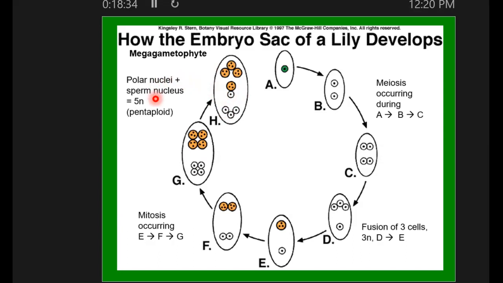You know, so far we've been talking about haploid, diploid. Now we have to get into triploid and, in this case, pentaploid. So that means the endosperm tissue, each cell in there is actually pentaploid when you look at lilies. Okay, so it's a little weird.